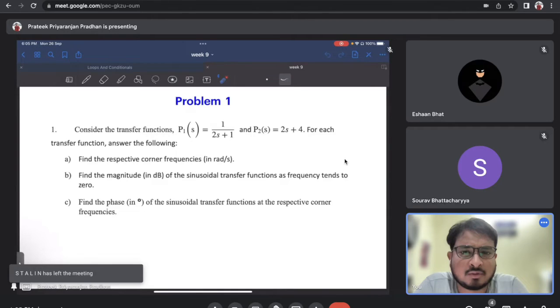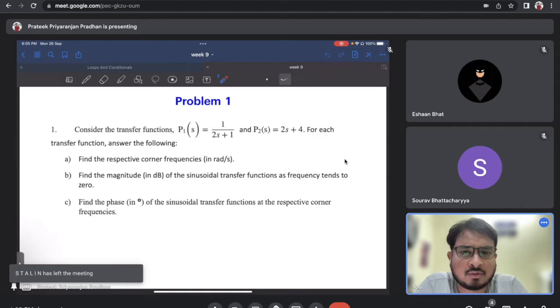Okay, the first one, Ishan, has one pole and no zeros. Very good, and the pole is at s equal to minus half. It has no zeros because there is no expression in the numerator. Similarly, the second transfer function has only one zero. It has no poles.